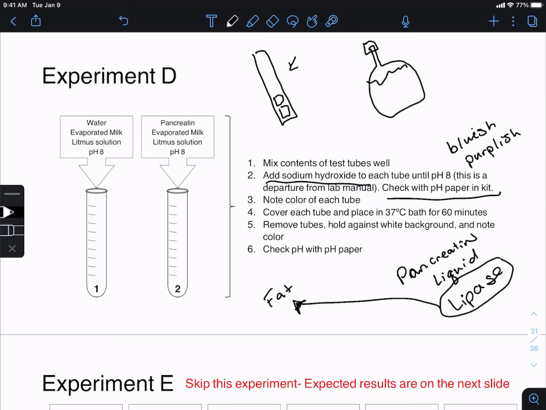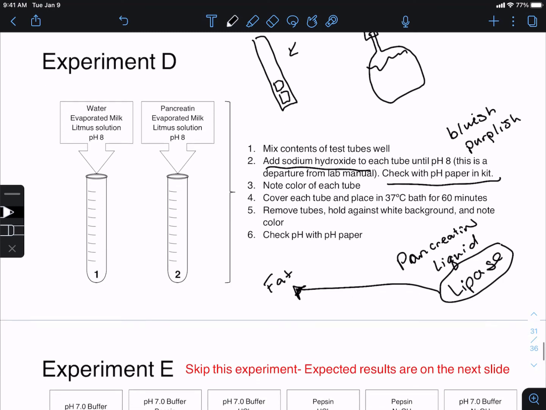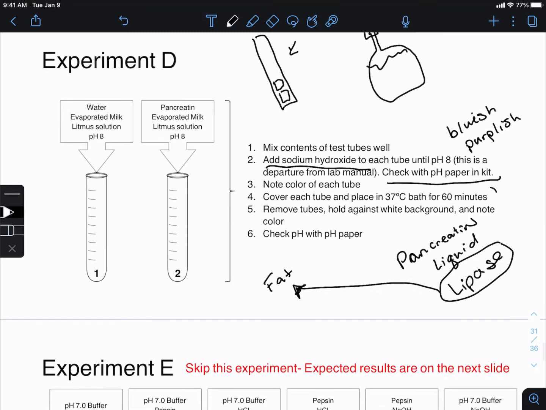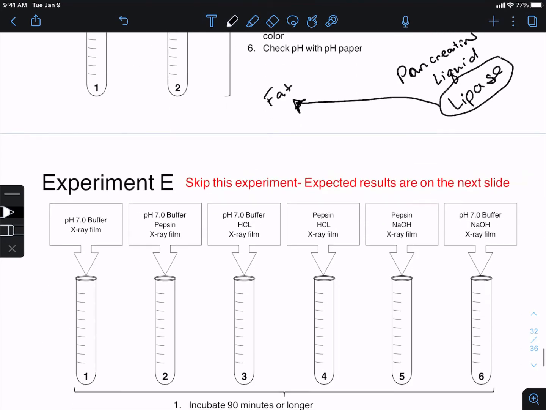So make sure you're using, there's 2 types of milk. One of them is non-fat, one of them is full fat. Evaporated milk, lots of fat, that's the one you're going to use. Goes in the water bath for 60 minutes. Once you've got it all set up, please, again, I cannot emphasize this enough, it needs to start out basic. If it's not basic, you're not going to see a change, or you're not going to be able to detect a change.